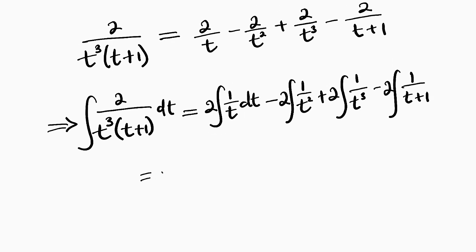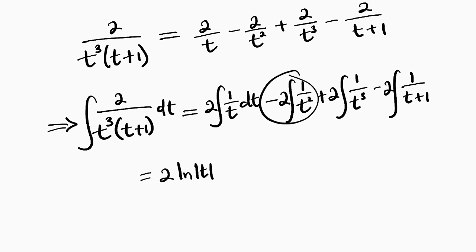We have this to be equal to 2 times the integral of this. Just observe that the derivative of t is 1. So whenever the derivative of the bottom is exactly the top, then the whole integral of that function will be the natural log of the absolute value of the denominator, which is t. Yes, we are done with this one.